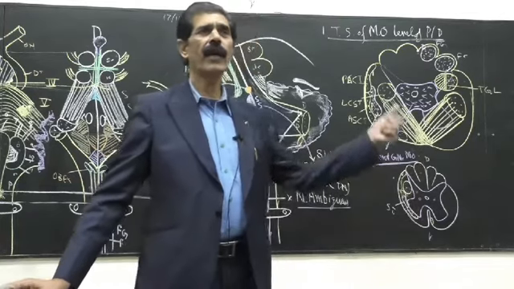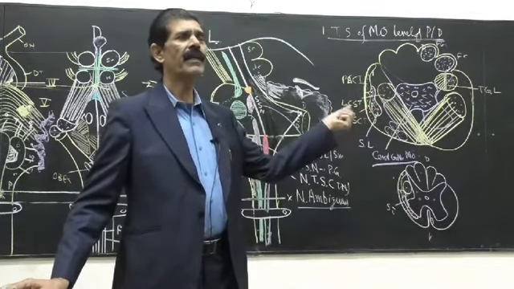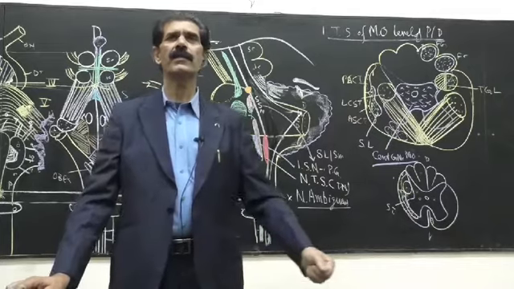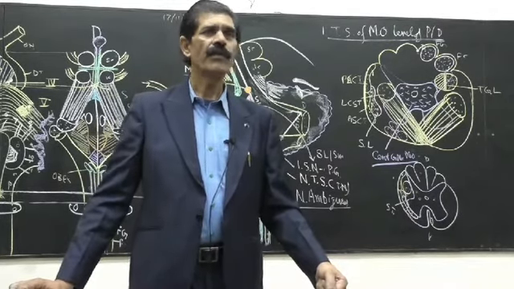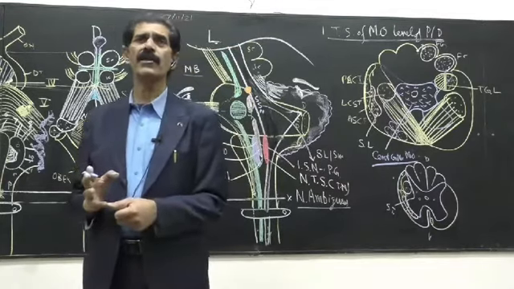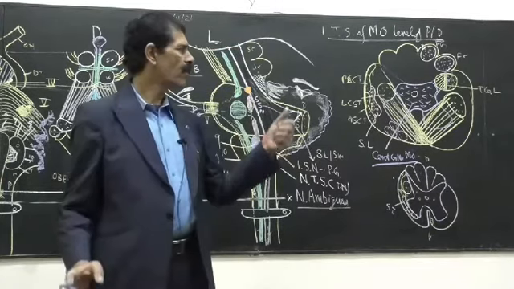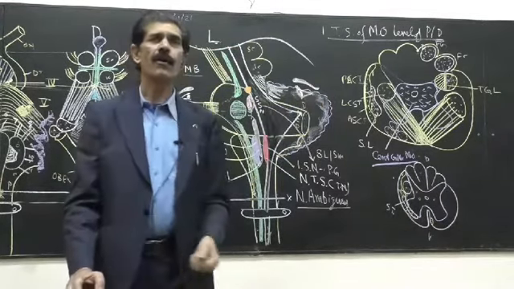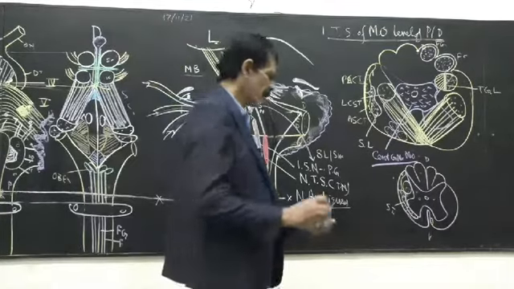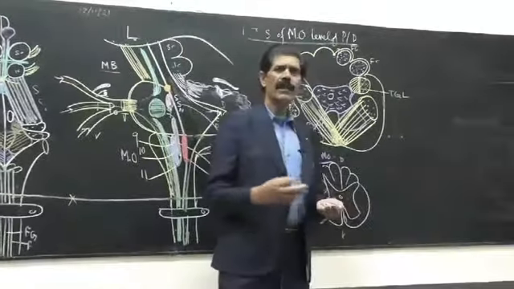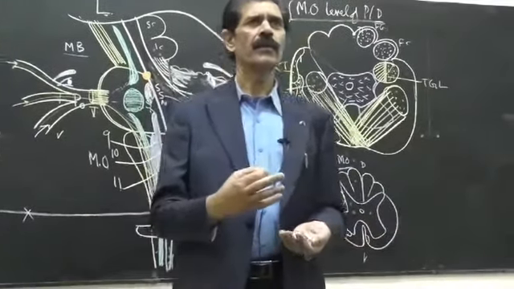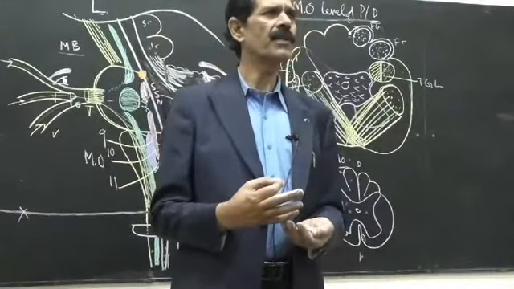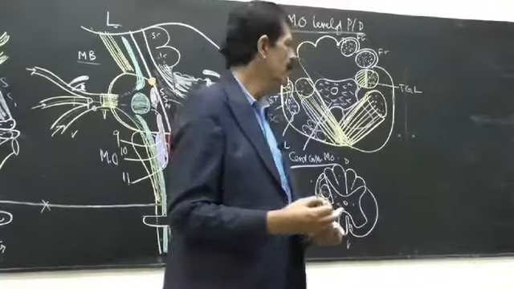So this is the full, complete diagram of the transverse section at the level of the pyramidal decussation. If a question comes, write a short note, then you have to draw this diagram. Then how to write about them? Because every part of the brain is made up of gray matter and white matter. So how to attempt this short note question?